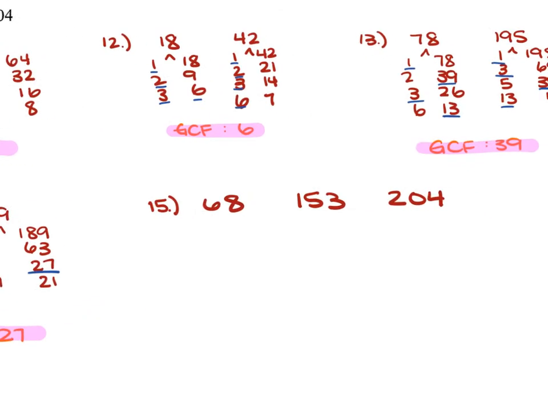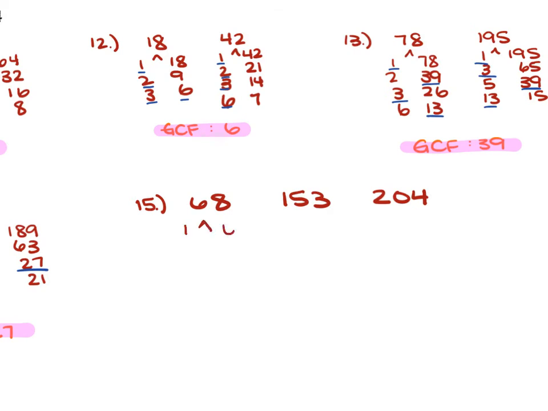So with the 68, that's 1 and 68, 2 and 34. 3 does not go into it evenly. 4 does not, or yes it does. 4 goes into it 17 times. 5 does not go into 68 evenly. 6 does not go into 68 evenly. 7 does not. 8 does not. 9 does not. 12 doesn't. 13 does not. And you're just going to get up to 17, and then it's going to repeat.